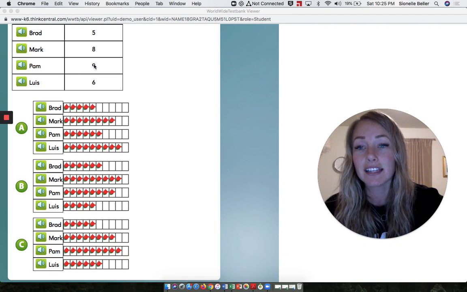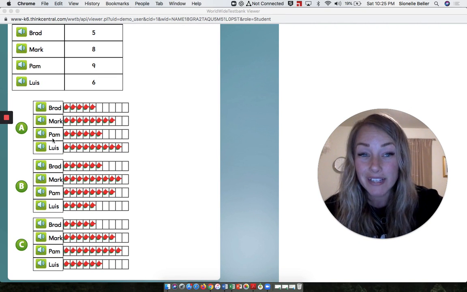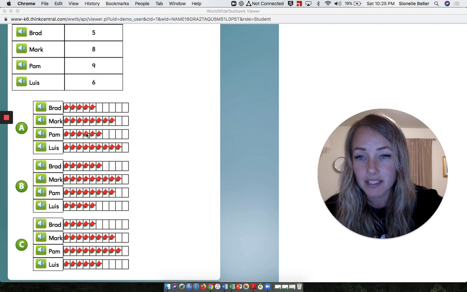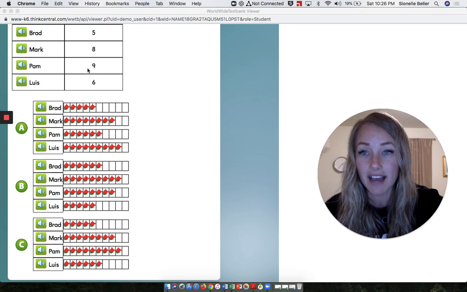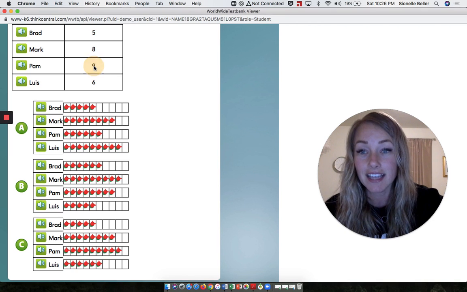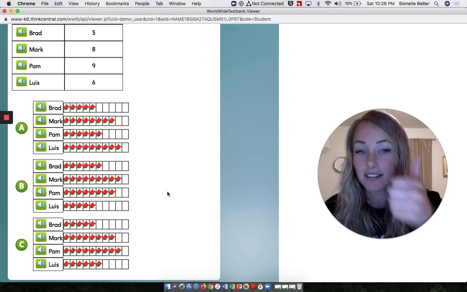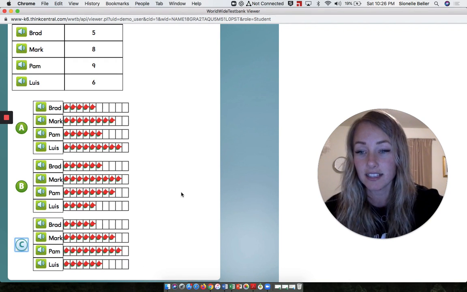Pam has 9. Well, we don't even have to count on this one because look at Pam. This is where Pam ends. She has 9. Mark only had 8. So if this is 8, this graph is showing that Pam has less than 8, but she's supposed to have 9. Okay, 9 is more than 8. So let's check C and see if that's right. Mark had 8. Pam has 9, which is one more. And the last one is Lewis. Let's just make sure this is right. 1, 2, 3, 4, 5, 6. Lewis has 6. So the answer for that one is C.